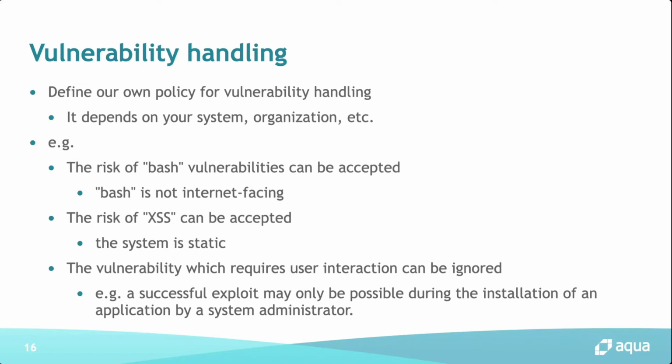For example, our container image uses bash, but we can accept the risk of bash vulnerabilities as bash is not internet facing. Of course, if you don't need it completely, you should delete it from the image. Also, you might be able to accept the risk of cross-site scripting if your system is a static website. And you perhaps can ignore a vulnerability which requires user interaction, like opening an email and clicking a link.